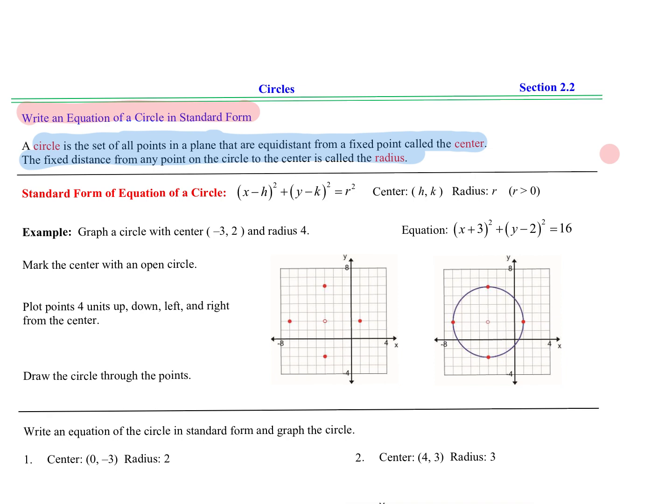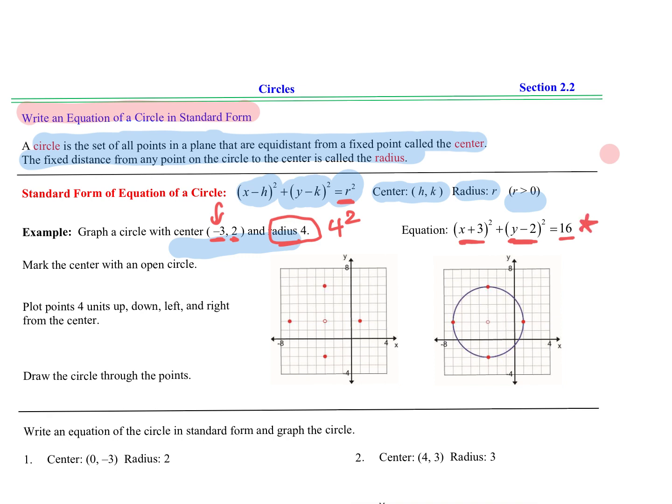The standard form of the equation of a circle is (x minus h) squared plus (y minus k) squared is equal to r squared. The center will be (h, k) and the radius is r, where the radius, of course, has to be greater than 0. So here's an example of a graph with a center of (-3, 2) and a radius of 4. You can see that the equation would become (x plus 3) squared because the sign changes when we put it in the form of the circle. The 2 would become (y minus 2) squared, and if the radius is 4, then it is equal to 16 because in the formula, whatever the radius is, you square it, and so 4 squared becomes 16.